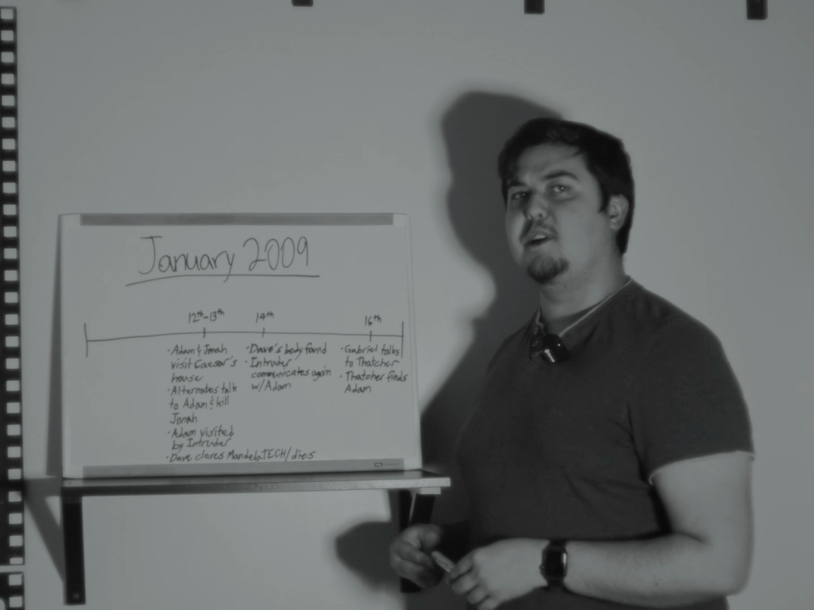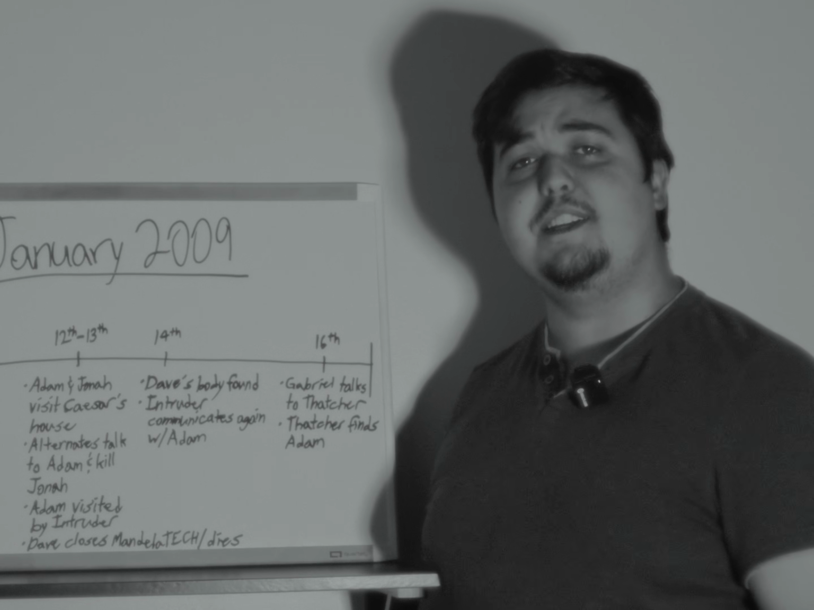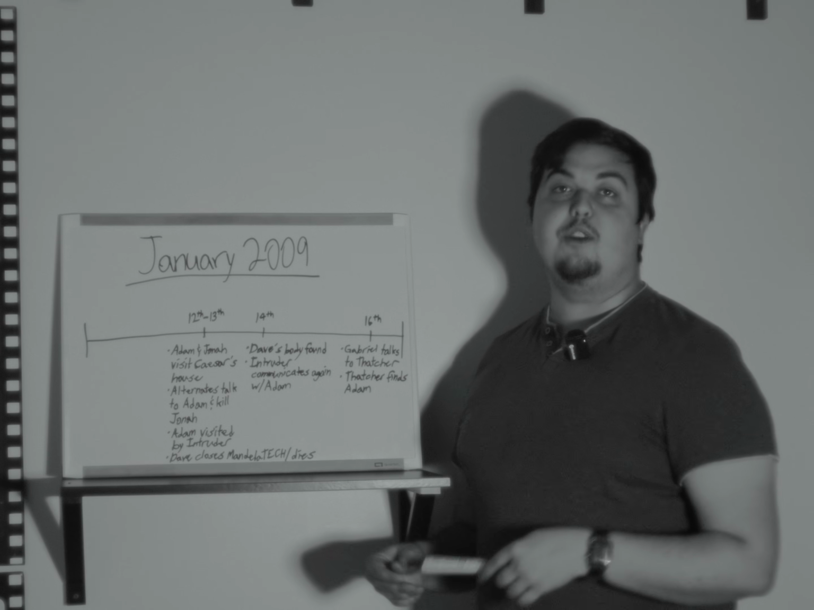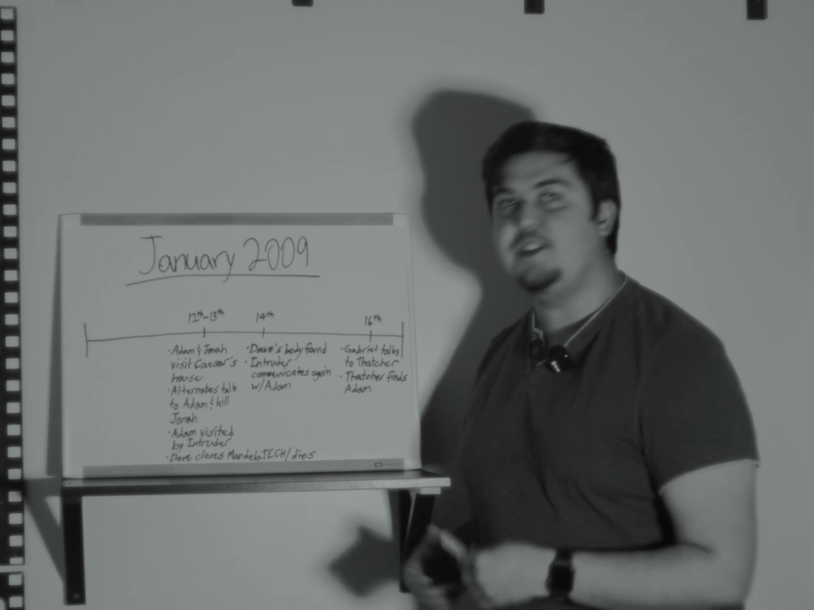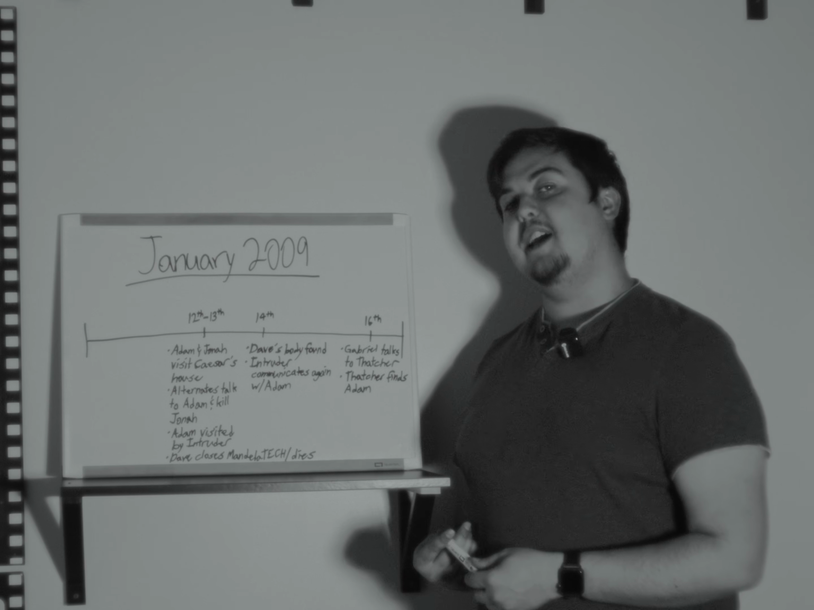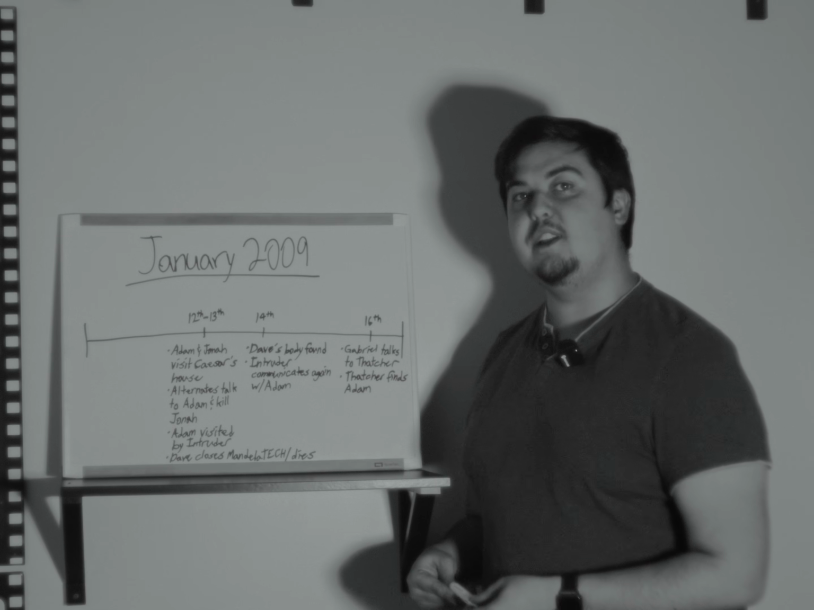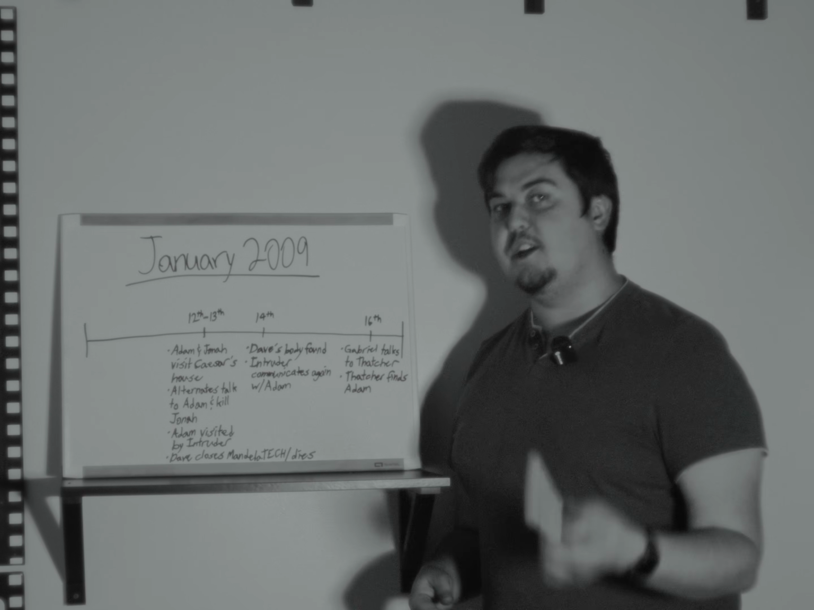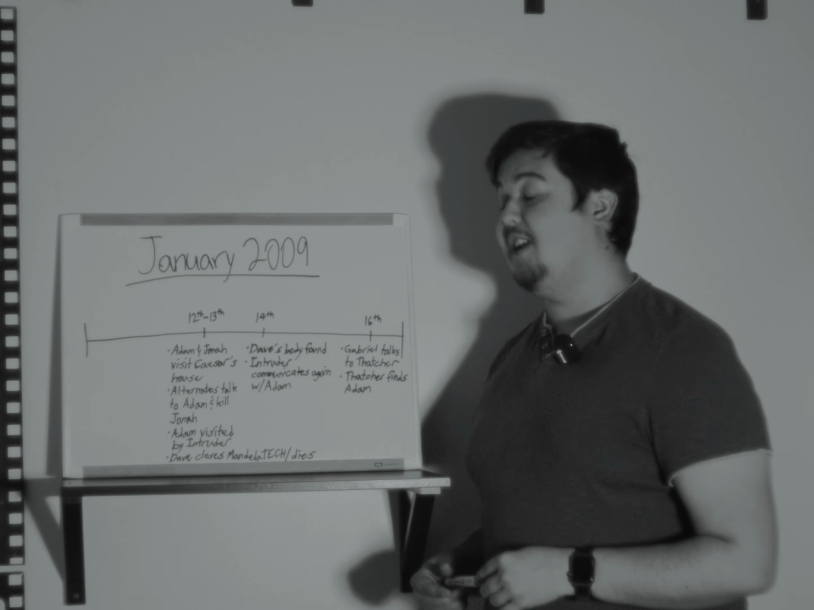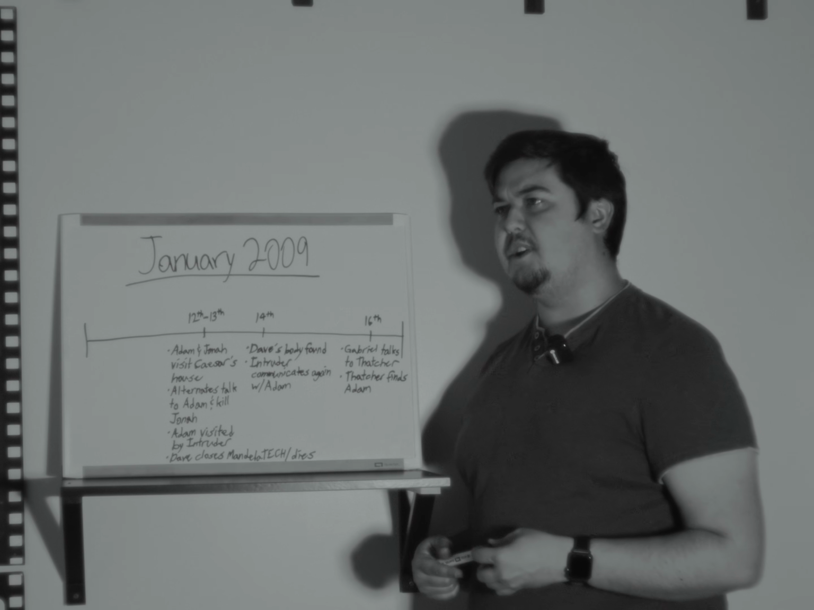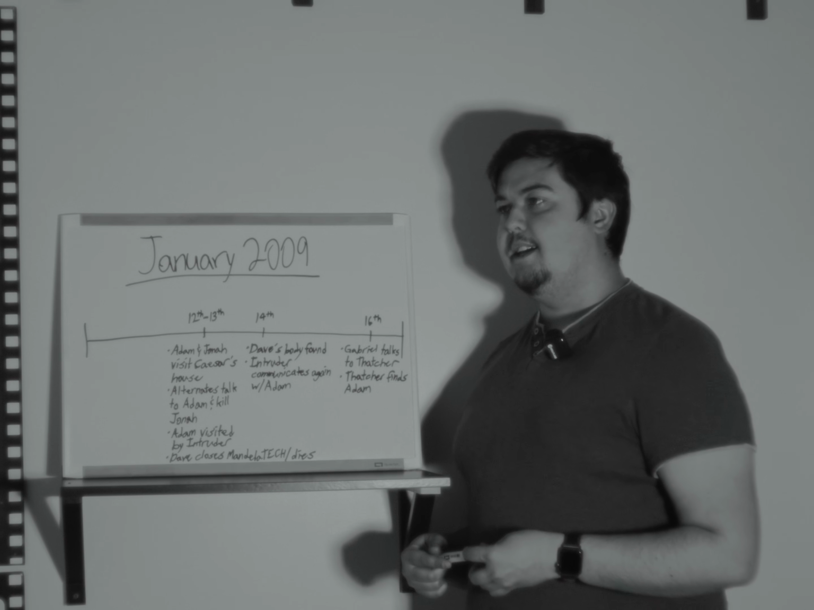Did I mention that Dave's body is found on the 14th? Dave's body is found on the 14th. And also around midnight on the 14th, the Intruder communicates with Adam again. We don't see this conversation, but Adam later recounts it with Thatcher, claiming that he was visited by God himself. Which is probably not true. He was probably visited by Gabriel, though. Unless he thinks the Intruder is God, in which case, yikes.